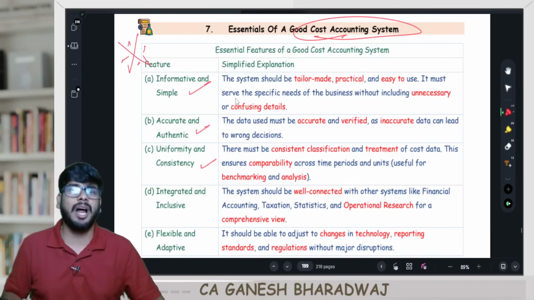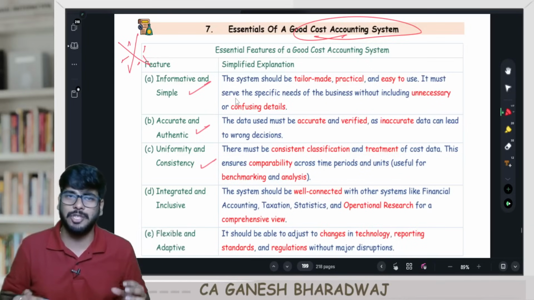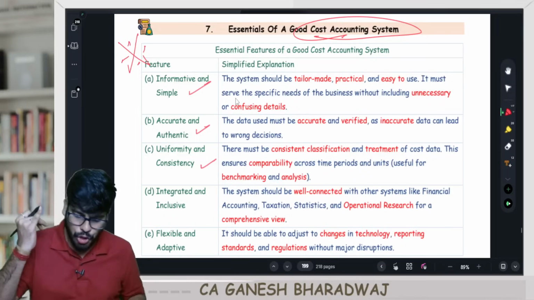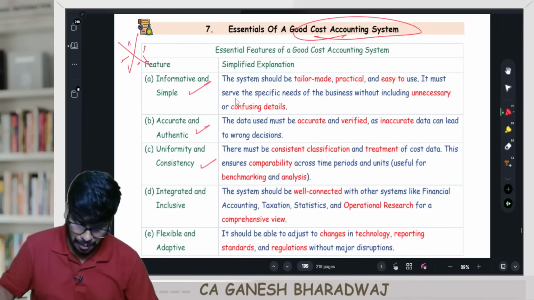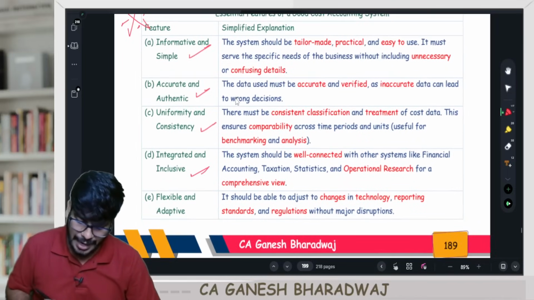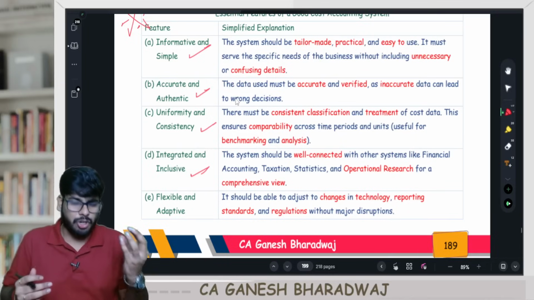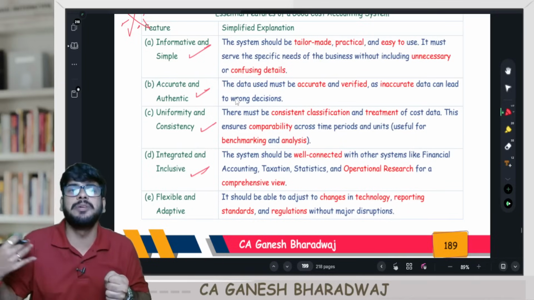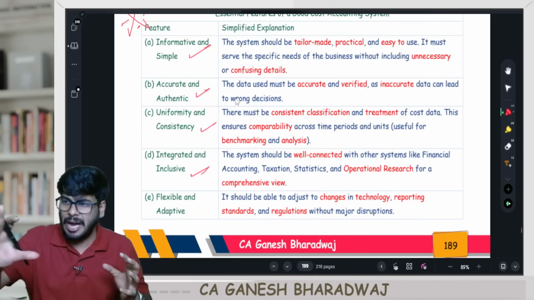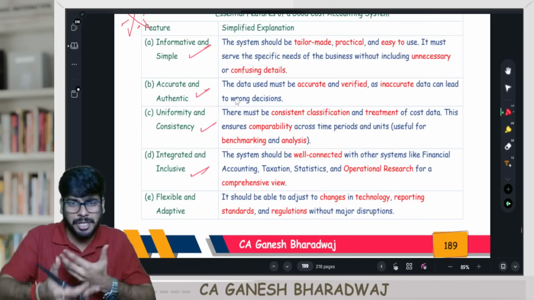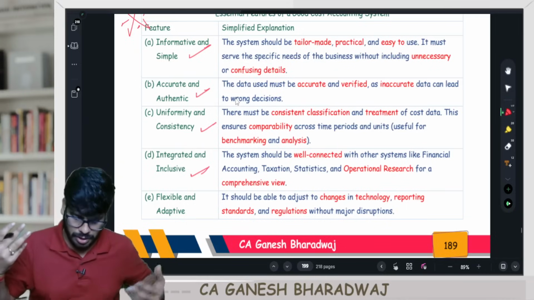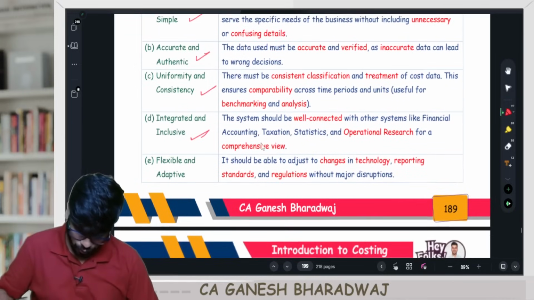Then uniformity and consistency should also be maintained. One year, I can't take the base quantity for absorption rate as machine hours, and next year take it as labor hours. No, uniformity should be maintained. Number four, it has to be integrated and inclusive. Means what? Your costing data should be integrated with all your business processes so that wherever possible, the information is properly recorded in your financials, basically in your costing records. Clear with this, guys?